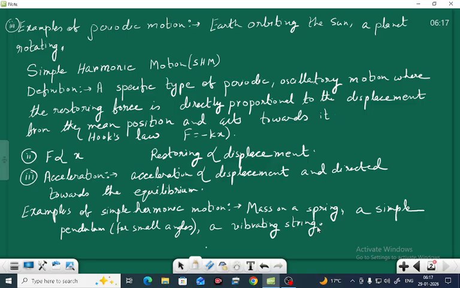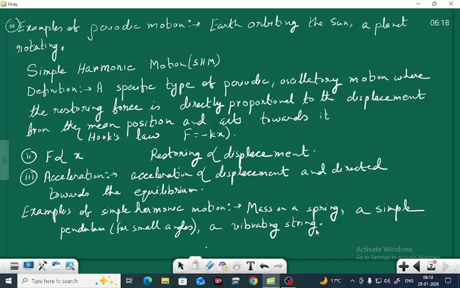These are all examples of simple harmonic motion. Now we will find the key distinction between them. Periodic motion repeats over time, and simple harmonic motion is a special case of periodic motion with a specific linear restoring force, that is, a mass on a spring. So these are the main differences.